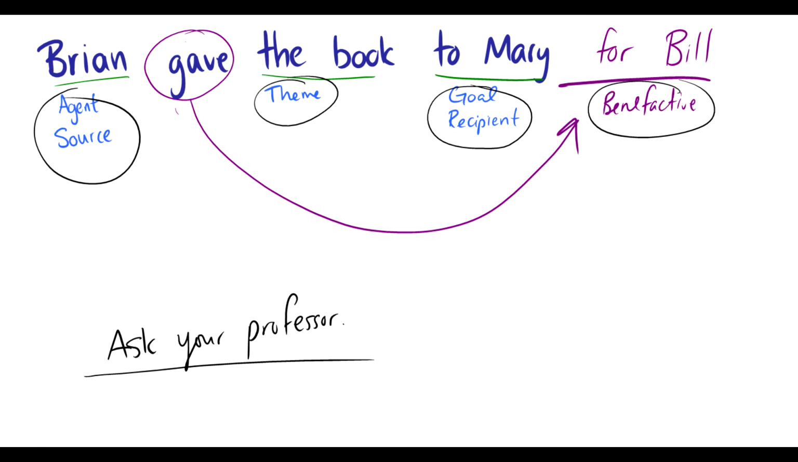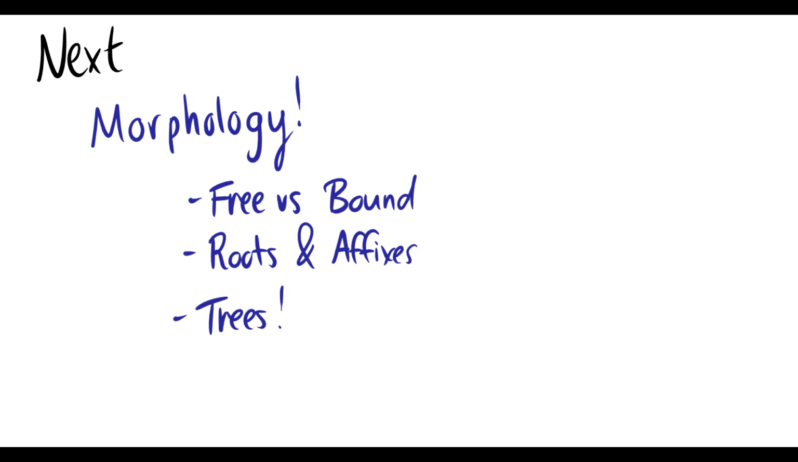Alright, that was theta roles. Next time we're going to start morphology, which we're going to talk about free versus bound morphemes. We're going to introduce morphemes. We're going to talk about roots and affixes. And we're going to draw some trees for morphemes. And they're going to be a little bit easier than syntax trees, I promise.